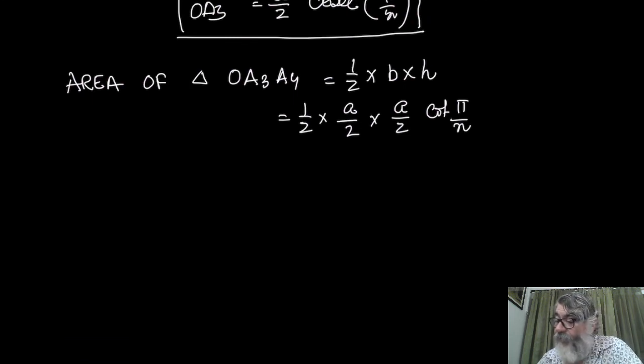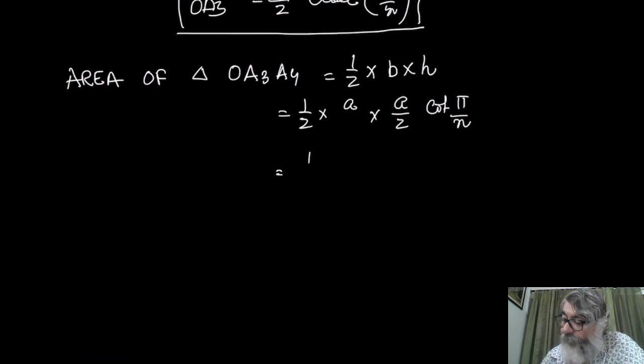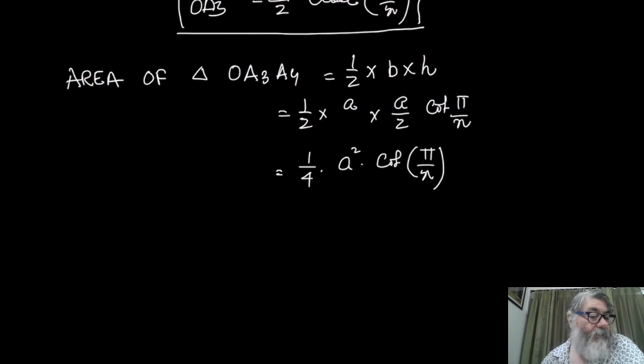It will not be A by 2 for the base. The complete base is A; A by 2 is half of the base. So it will come out to be 1 by 4 A square cot pi by n. This is the area of the triangle OA3A4.